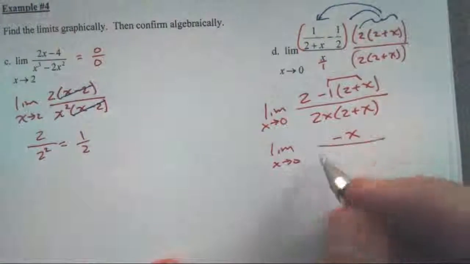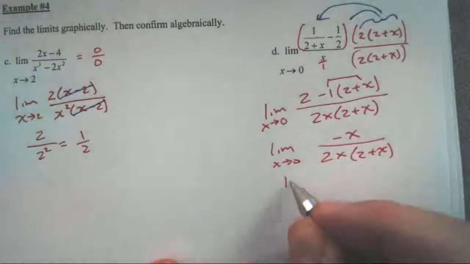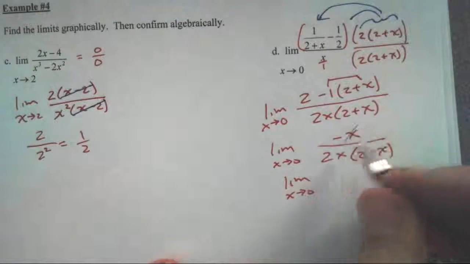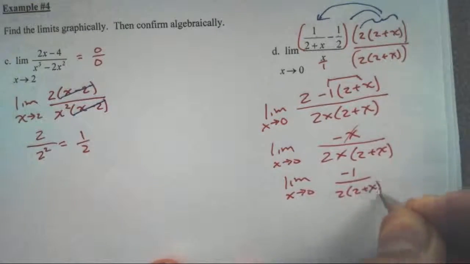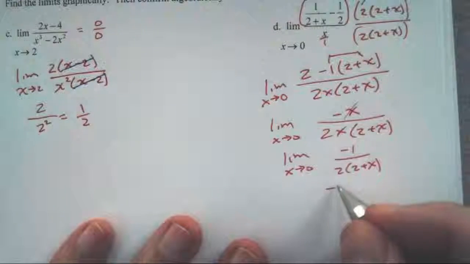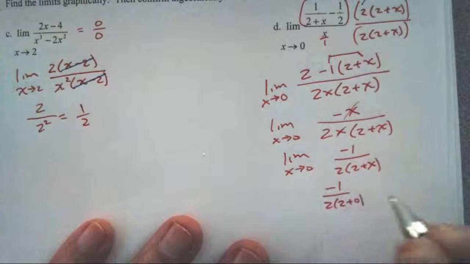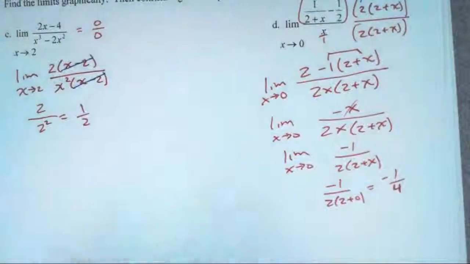Okay. All right, so I get negative x. That's still on 2. I preserve this x for canceling purposes. So this is the limit as x approaches 0. Cancel, cancel. That's negative 1 on 2 times 2 plus x. So my troublemaker is gone. Direct substitution. Negative 1 on 2 times 2 plus 0, negative 1 fourth. Now, I guess I was wrong.